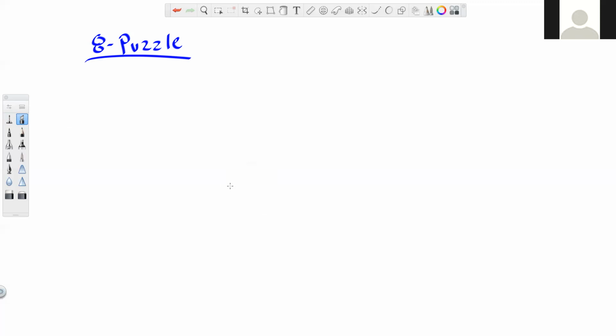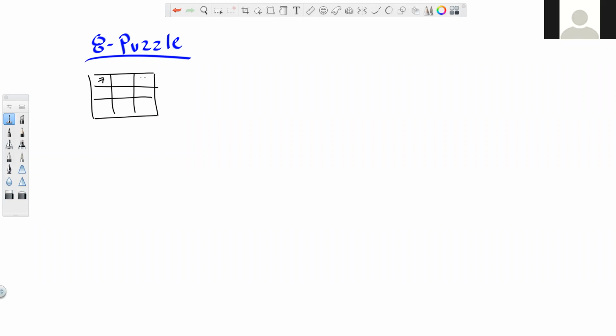So the 8 puzzle is pretty simple. You have a board with tiles in it, and this board looks like this. Let's make it like that. Okay, so there are basically 9 cells. And then you have numbers in this board. These tiles have numbers.